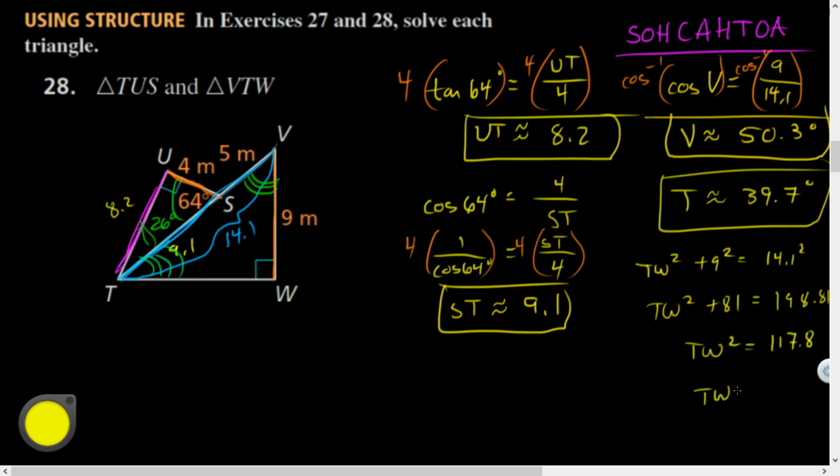Root both sides. Technically, there's two answers to this algebraic expression, but because we're dealing with geometry, I'm only going to consider the positive. So square root, second answer, 10.9. And do your gut check: 10.9 is opposite the medium-sized angle. Is that true? Yeah, angle V was a little bit bigger than T, and 9 is opposite the smallest. So yeah, and then 14.1 should be the biggest of all three.